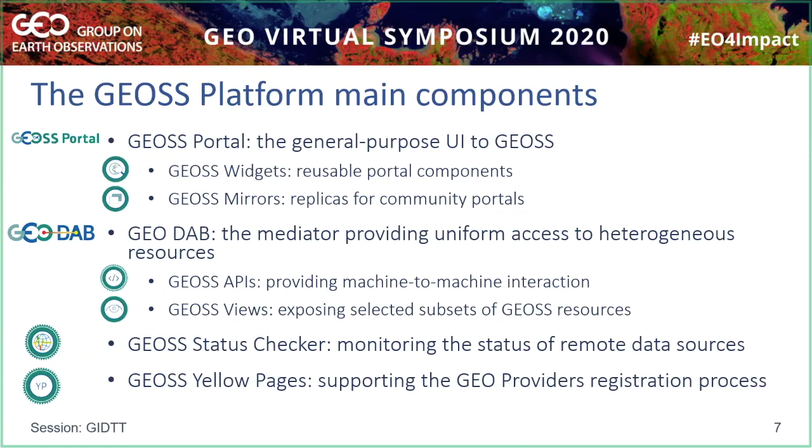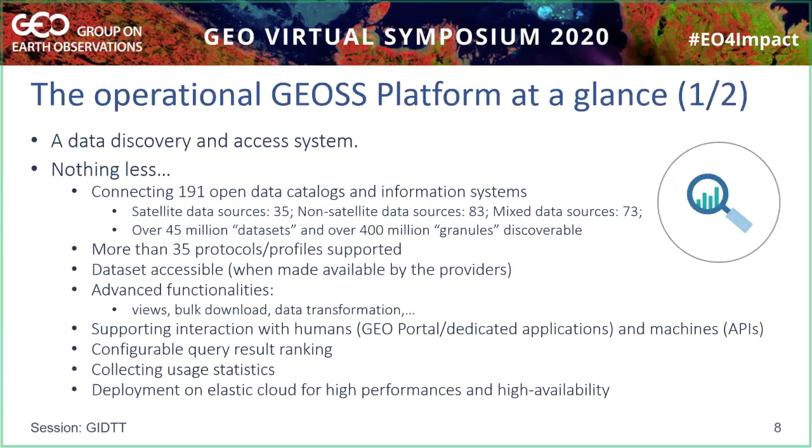So to summarize some information about the operational GEOSS platform, we can say that it is nothing less and nothing more than an advanced data discovery and access system. Nothing less because actually it connects now almost 200 open data catalogs and information systems. What is interesting is that most of these sources provide also non-satellite datasets or mixed datasets, including both satellite and non-satellite.